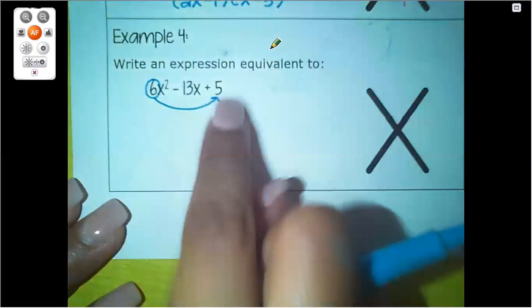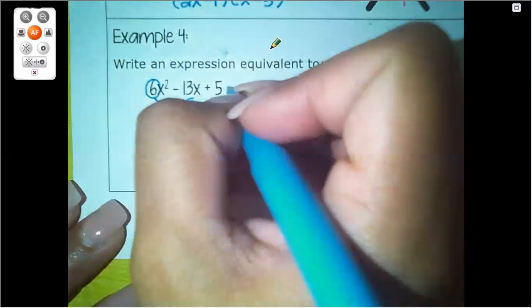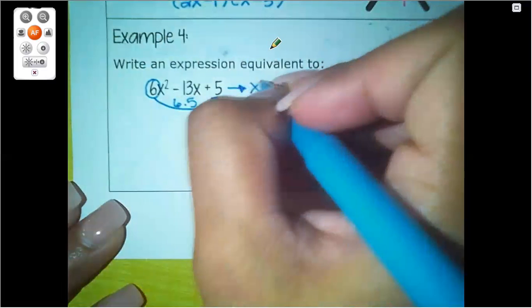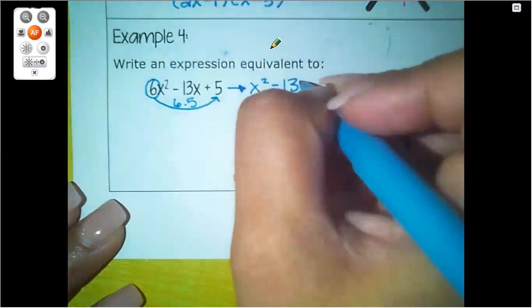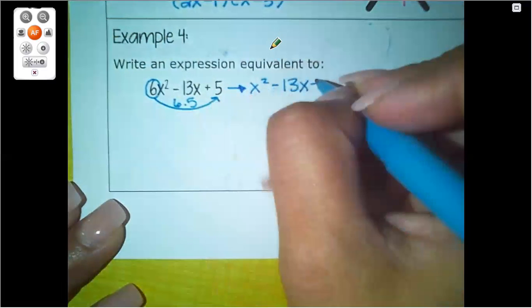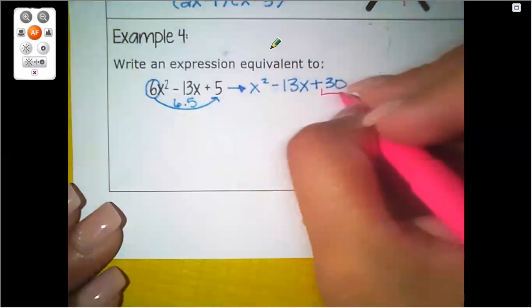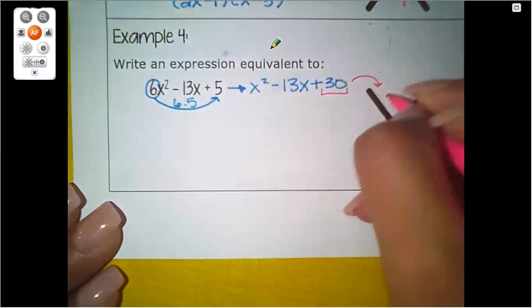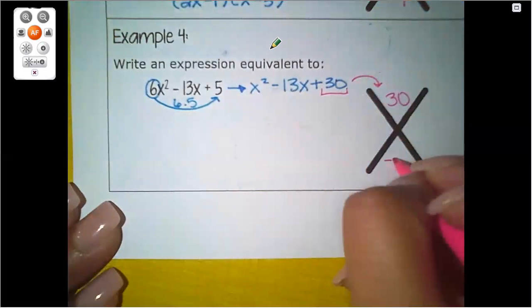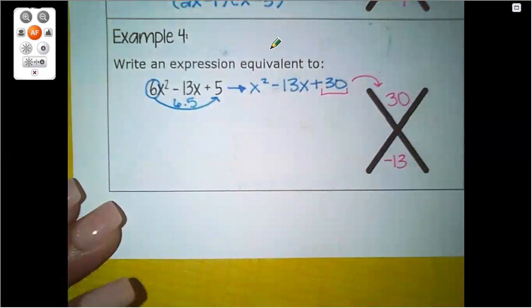So 6 times 5. First thing we do, kidnap. 6 times 5 is 30. So it becomes x squared minus 13x plus 30. Last number, what happens to the last number? Last number falls to the top. And then what number goes in the bottom? All right, let's solve the crime, solve the puzzle.